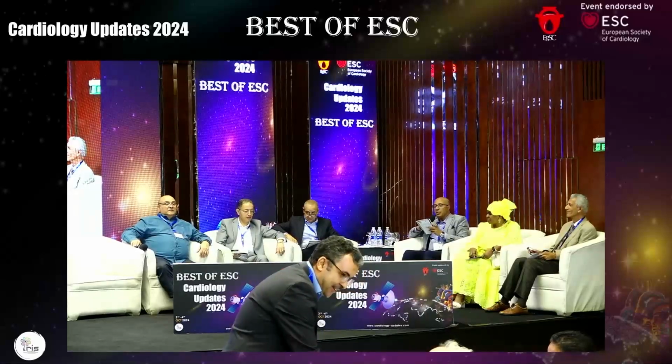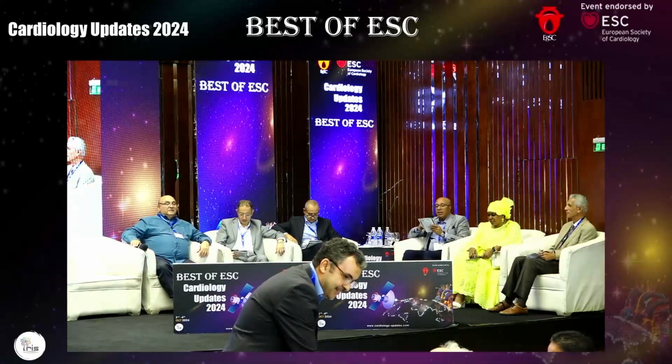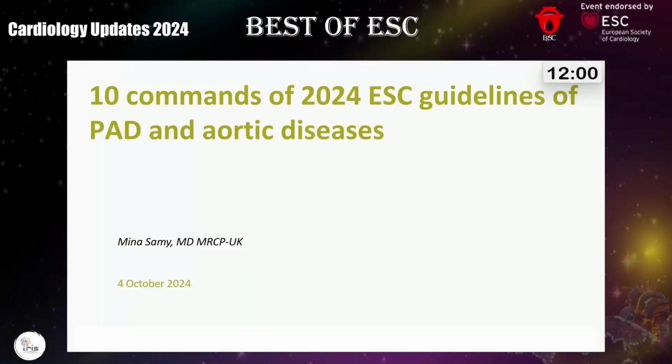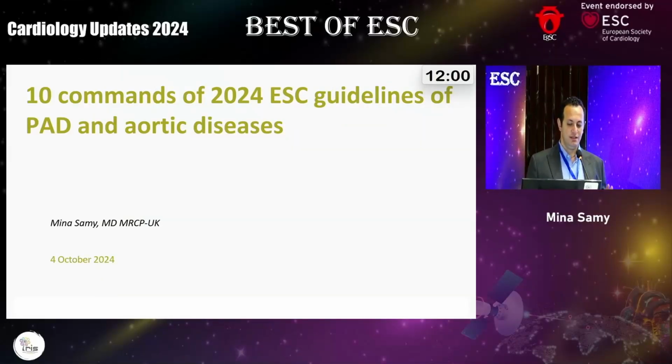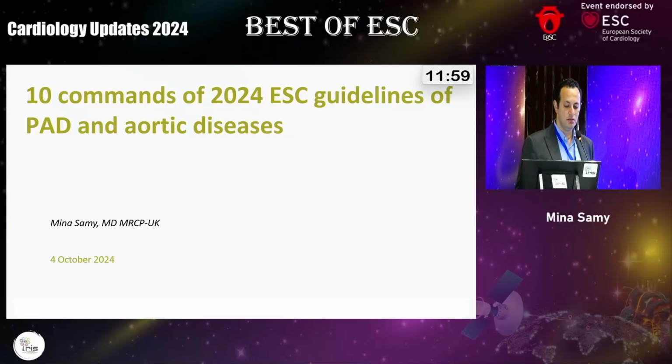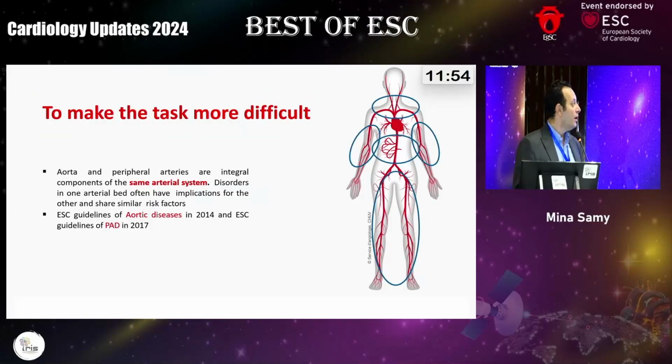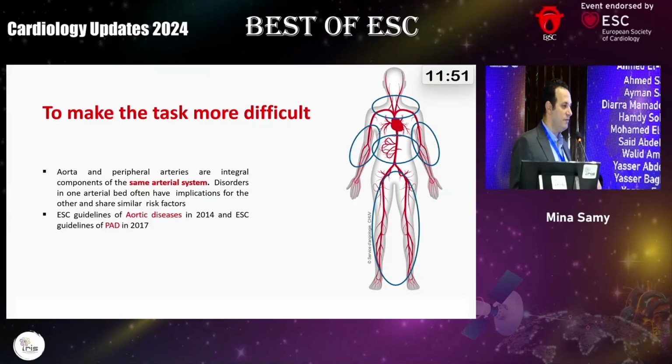Now we shift to the second presentation about the guidelines of peripheral arterial disease and aortic disease. Professor Mina Sami from Cairo University. Today, I'm going to talk about 10 messages from the guidelines of the peripheral and the aortic disease. The difficulty in this is that before these guidelines, there were two guidelines, the aortic in 2014 and the peripheral in 2017. So they combined them in one guideline.